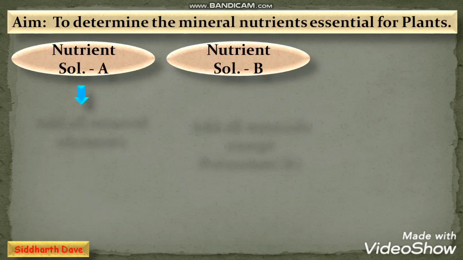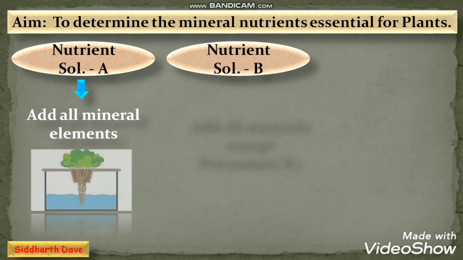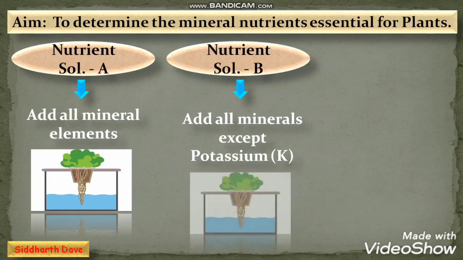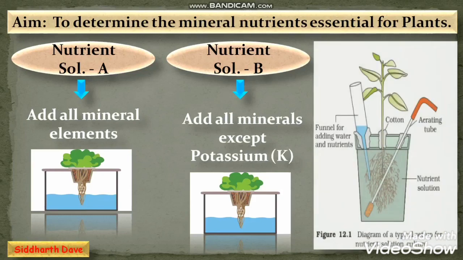In nutrient solution A, we have to add all the mineral elements which are required for the normal growth and development of the plant. And in nutrient solution B, we have to add all mineral elements except one, for example potassium. Nutrient solution A is the one in which you have added all mineral elements required for the normal growth and development of the plant. But solution B is the one in which you have added all minerals but left out one mineral element, for example potassium. Okay, you can see in this diagram which is given in the NCERT textbook.